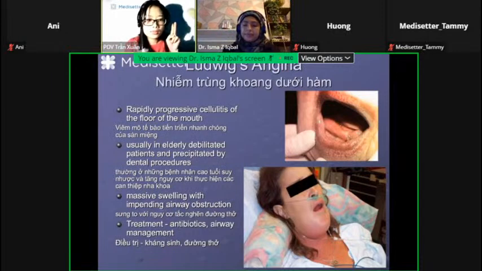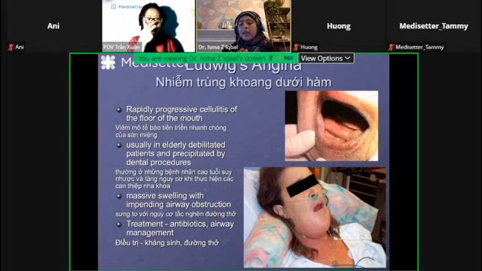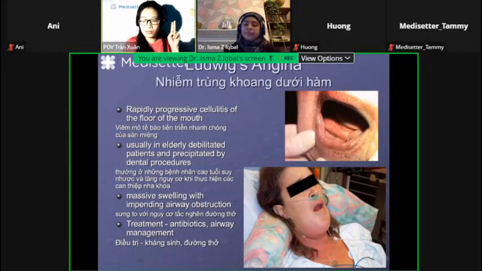And if there's an abscess in the neck, we would drain that externally or intraorally.